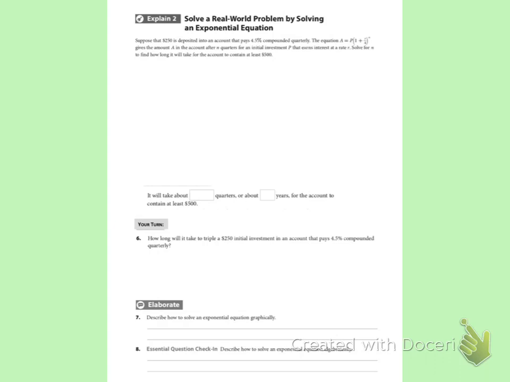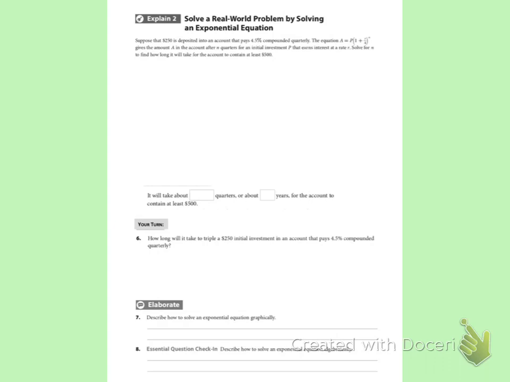So now, of course, the real reason why we study these things is to, again, apply to real life. So suppose that $250 is deposited into an account that pays 4.5% compounded quarterly. The equation A equals P times 1 plus r over 4 to the 4t power gives the amount A in the account after n quarters for an initial investment of P. So then again, the n is the quarters, so that's 4 times t. For an initial investment P that earns interest at a rate of r.